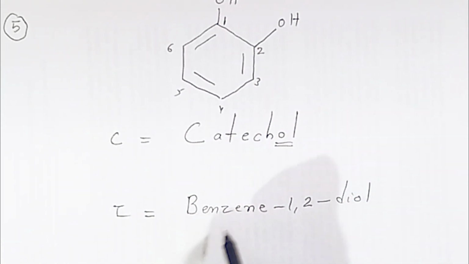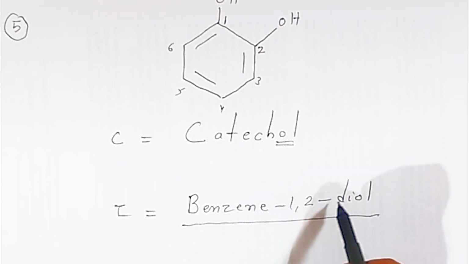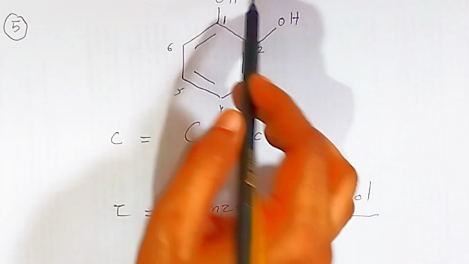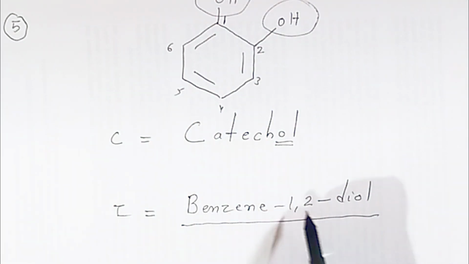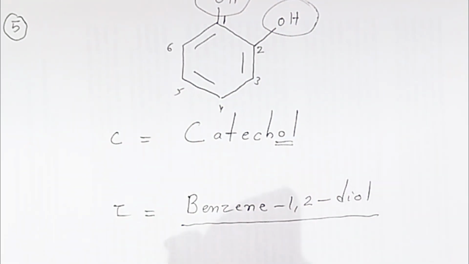diol. So students, this is the way you have to write it: benzene dash 1 comma 2 dash diol. Diol means two OH groups. So at carbon number 1 and 2 OH groups are attached, so we call it benzene 1,2 diol. This is the name of this compound, students.